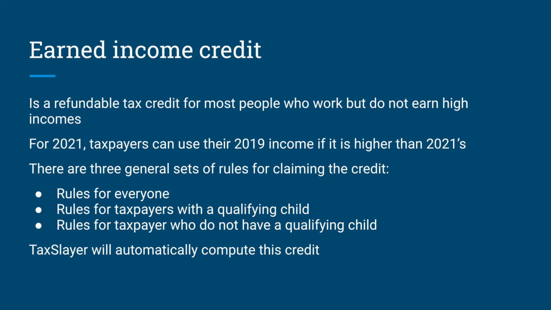And so one of the items that is important to understand conceptually, but TaxSlayer does a ton of work for us with, is the Earned Income Credit. What the Earned Income Credit is, is a refundable tax credit for most people who work but do not earn high incomes. And for 2021 specifically, taxpayers can choose to use their 2019 income if it is higher than 2021's. And so that's going to be an area where we may have to manually override things a little bit more in TaxSlayer than we have in the past.